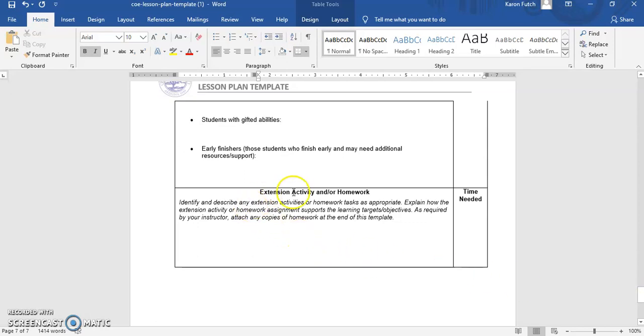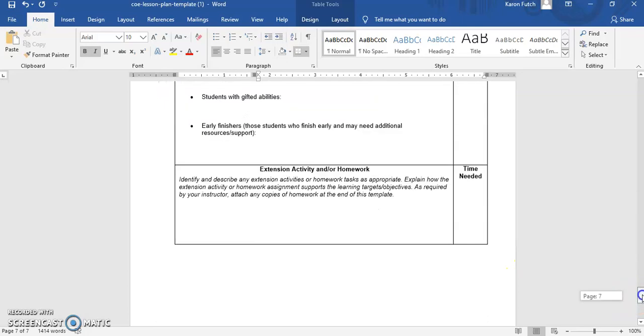And then finally, the extension activity. I always include a little something extra here. This is just an activity that goes above and beyond. It may be a homework task or just a fun sheet that they use, but it extends what you're trying to teach them. If I was teaching them about the main character, this would just extend it.